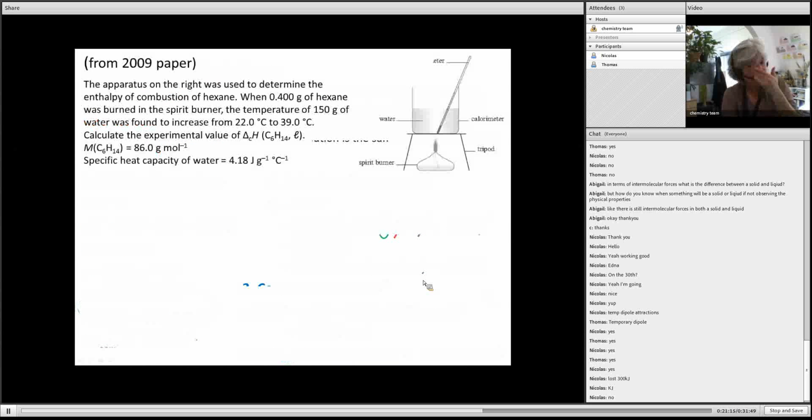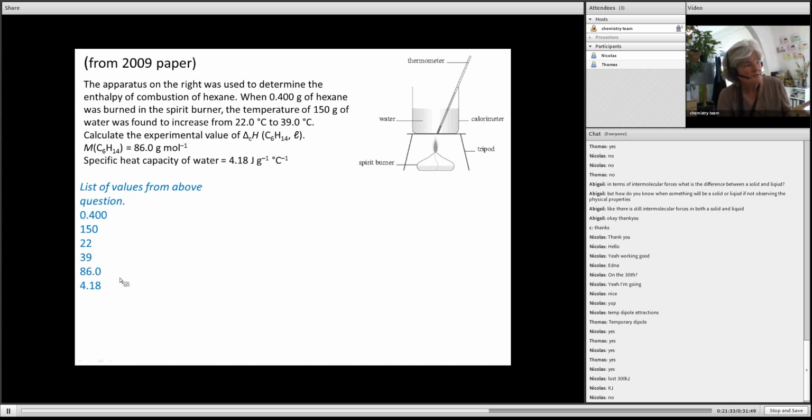Right, so here's one from a 2009 paper again. So this is the coffee cup calorimeter style, not the bomb calorimeter. And it's the same sort of calculation. Now, what I've done here is that a lot of students, if they do manage to list something, is this a useful list?